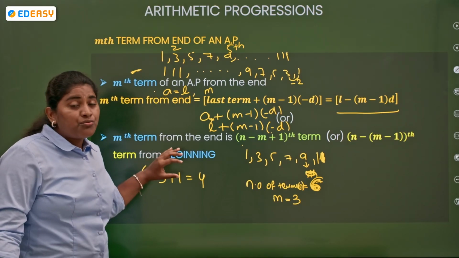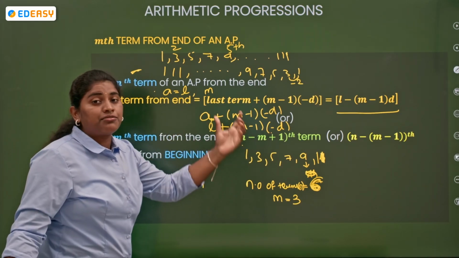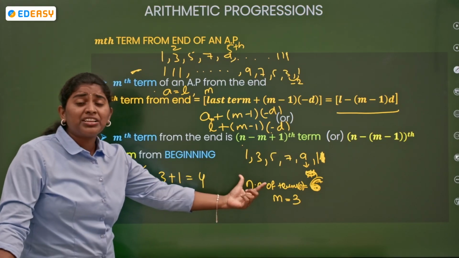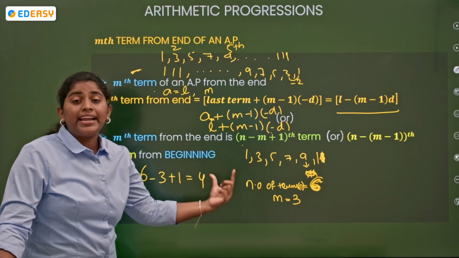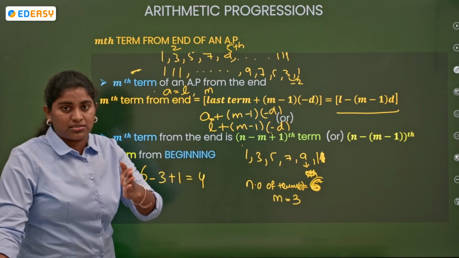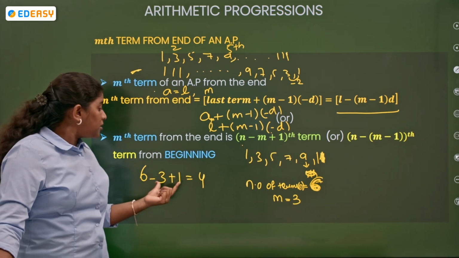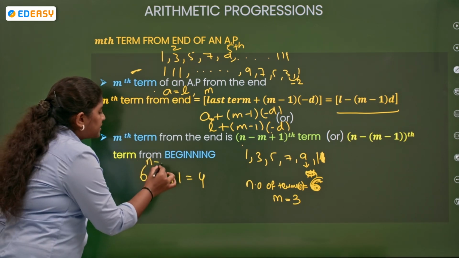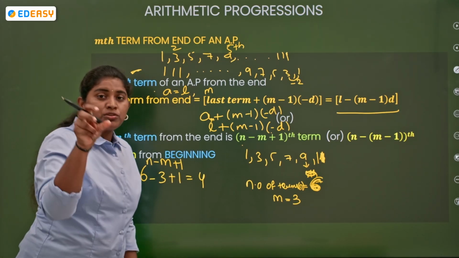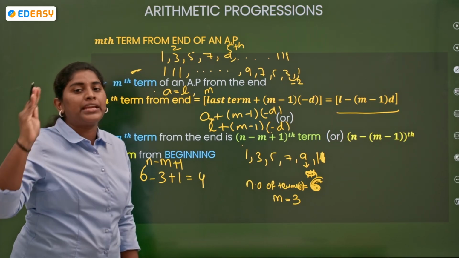So how will we use the second formula? It is the n minus m plus 1th term from the beginning. For suppose, if I have the number of terms as 6, and I need to find the term which is in the third position from the last, from the ending, then it will be in the position of n minus m plus 1 from your beginning.